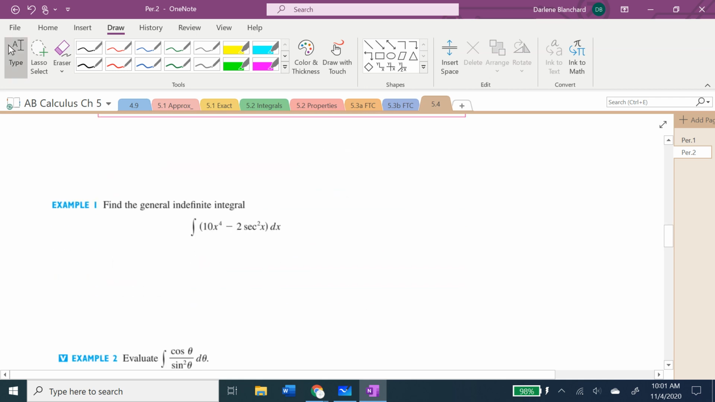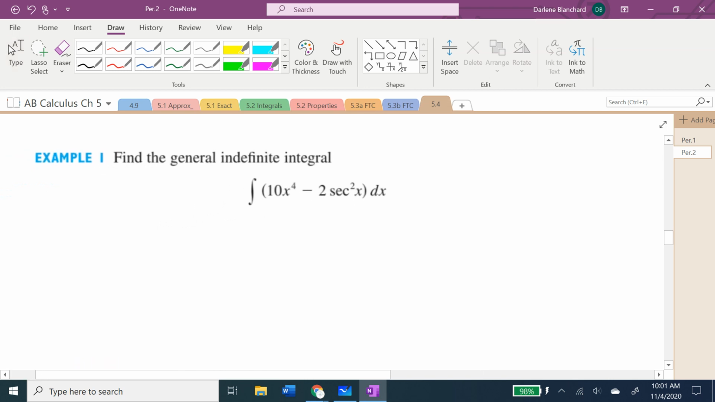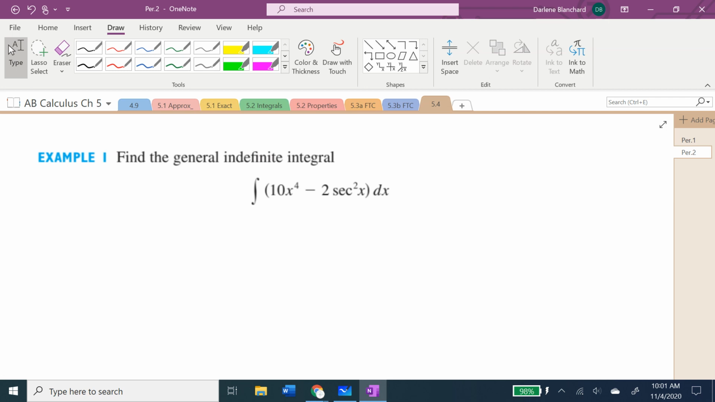Okay, let's do an example. Find the general indefinite integral. And this is pretty much what you've already done before. It's just written differently. You're looking at the integrand is what you're focused on. You're not going to notice the behind the scenes dealings of the differential dx, but know that without it, the problem doesn't make sense.